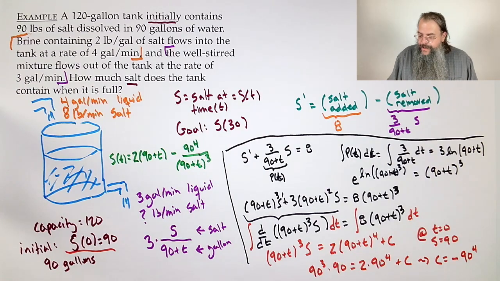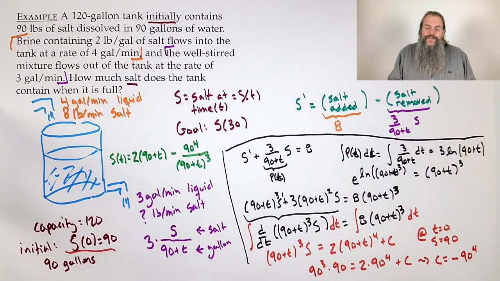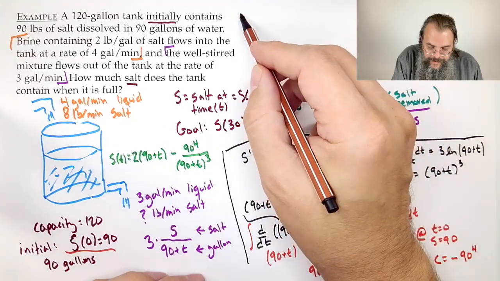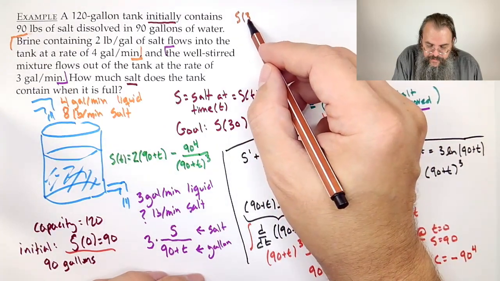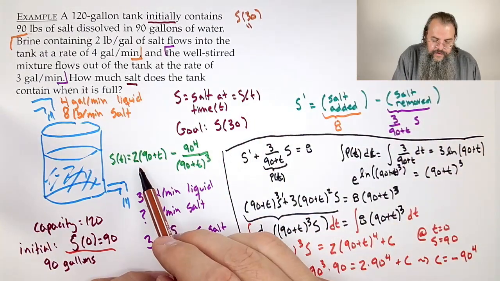What do we want? Well, we want our answer, what happens at time 30. So our real answer, look, s of 30 is equal to, so it's going to be 2.